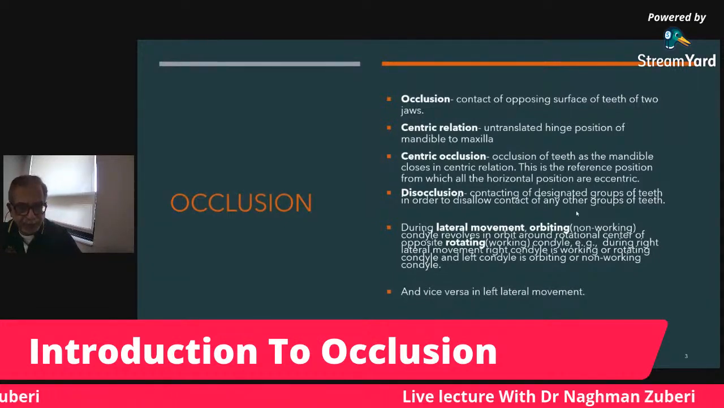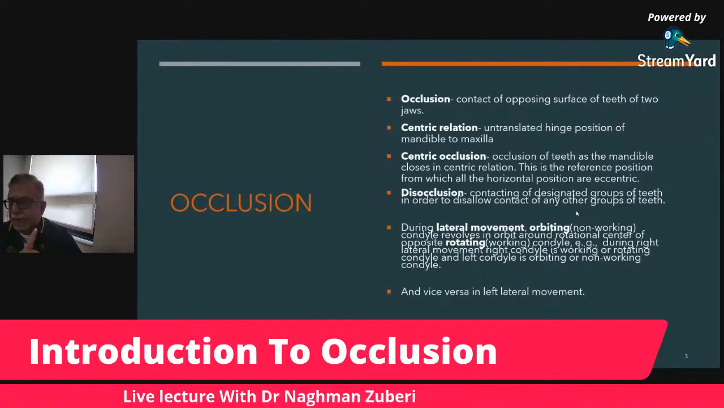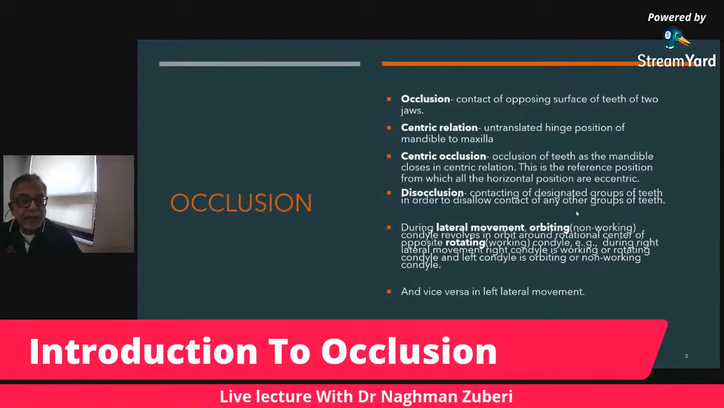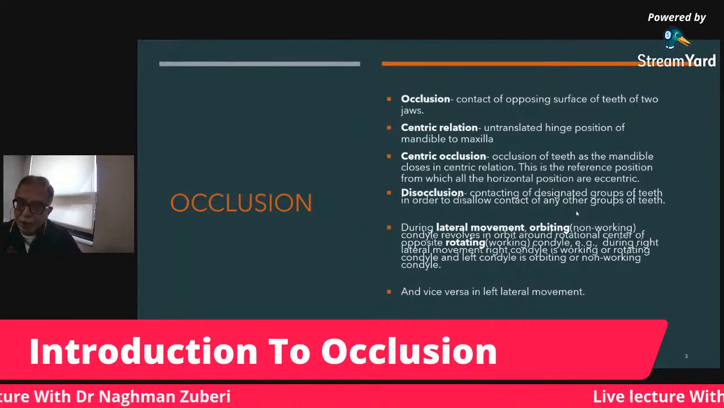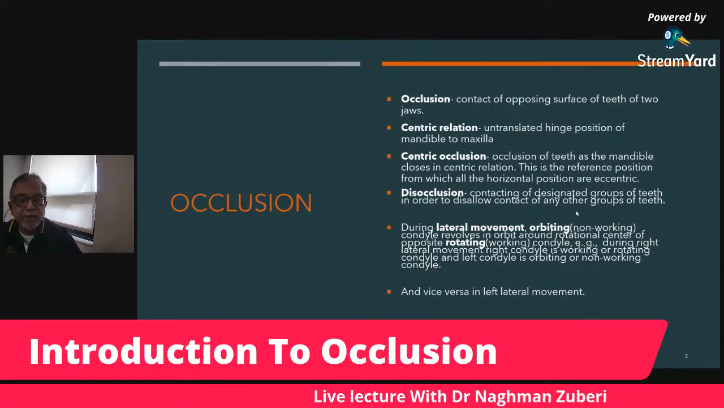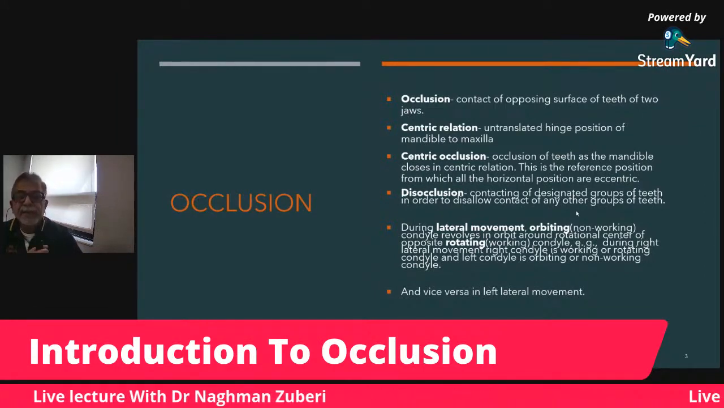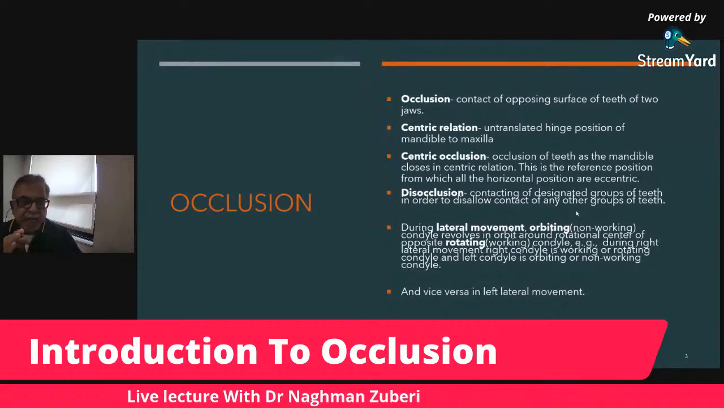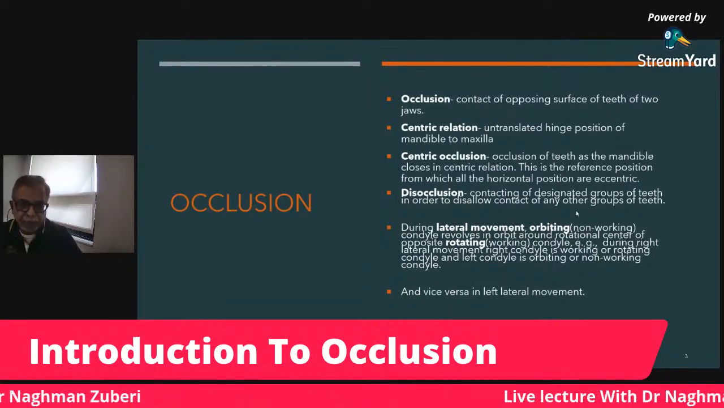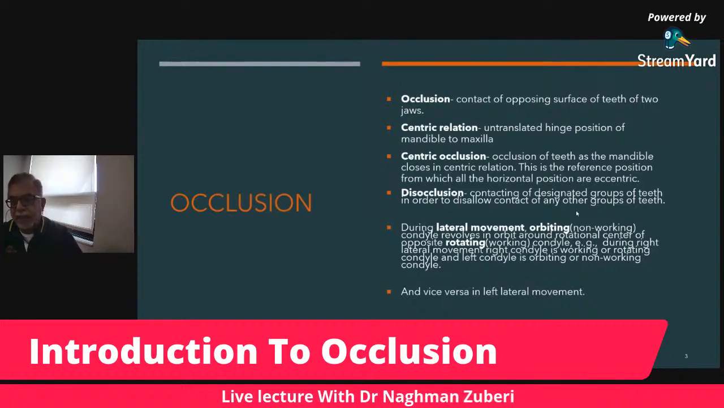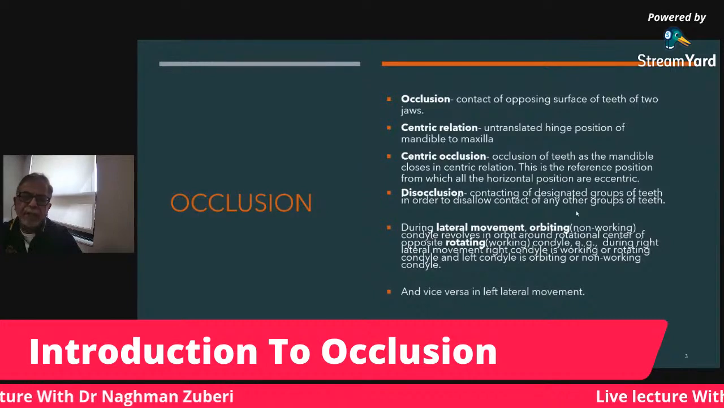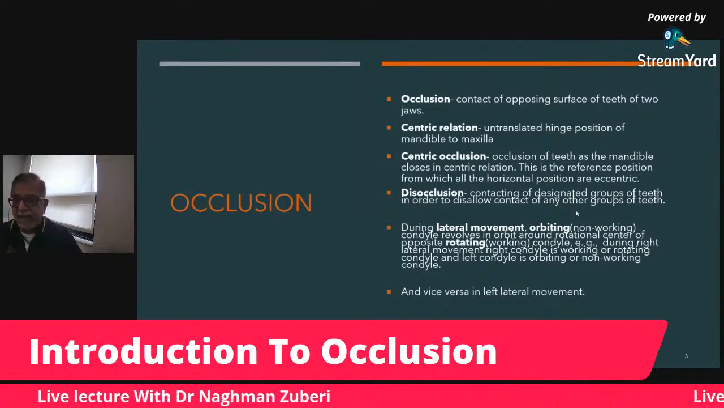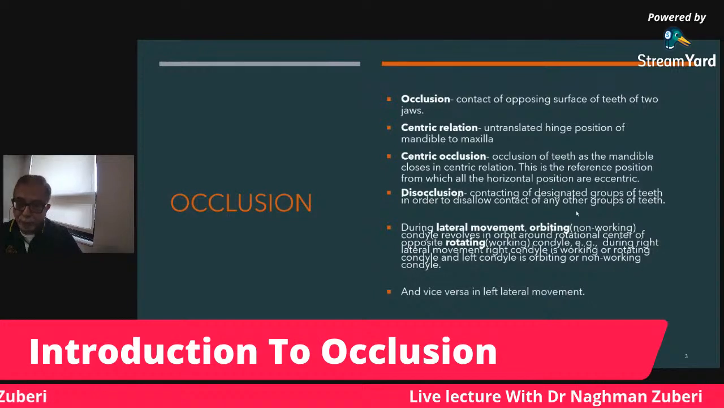Even in laterotrusive positions, if a person has canine guidance, then only on the working side the upper and lower canines will be in contact, and the rest of the dentition will be disoccluded. Similarly, in protrusive we have already discussed, and in canine guidance I just explained that to you. In group function, on the working side the posterior teeth will be in contact, whereas on the balancing side teeth will be disoccluded.